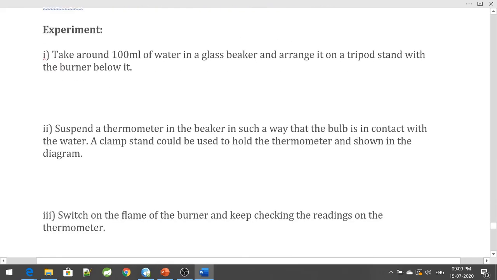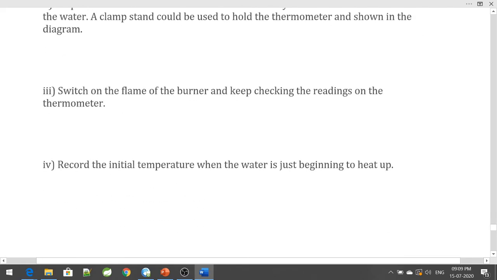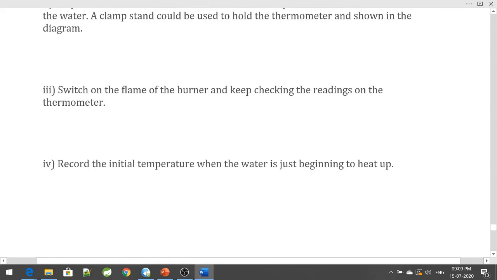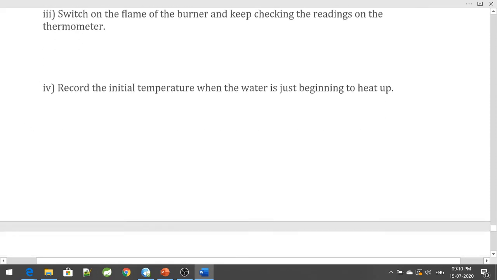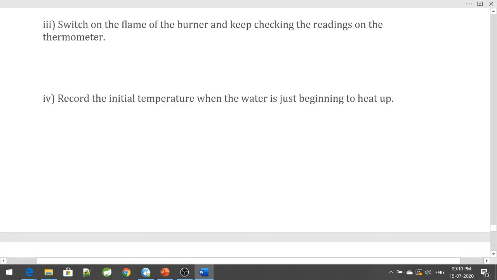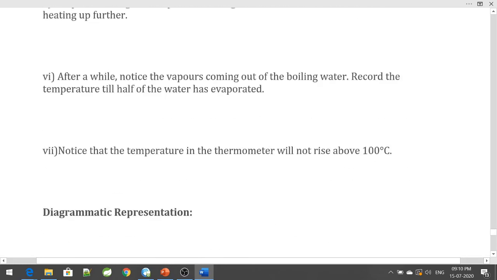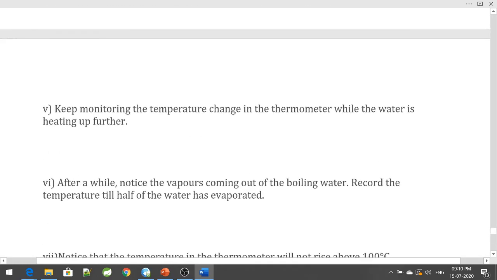Take 100 ml of water in a glass beaker arranged on a tripod stand with a burner below it. Suspend a thermometer in the beaker in such a way that the bulb is in contact with the water. A clamp stand could be used to hold the thermometer as shown in the diagram. Switch on the flame of the burner and keep checking the readings on the thermometer. Record the initial temperature when the water is just beginning to heat up. Keep monitoring the temperature change in the thermometer while the water is heating up further.